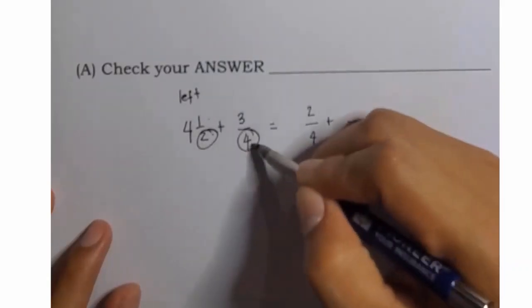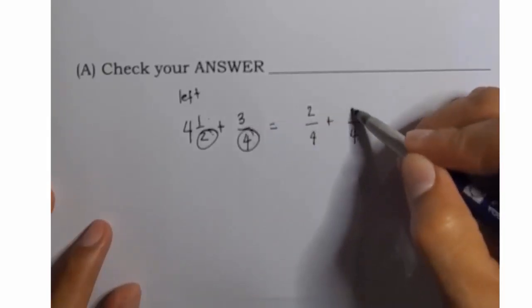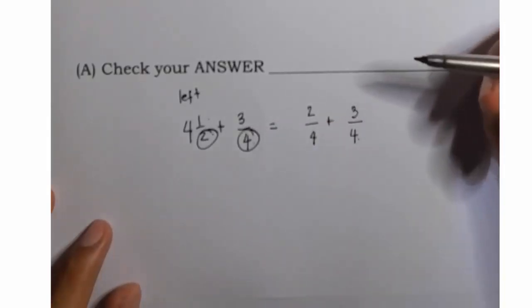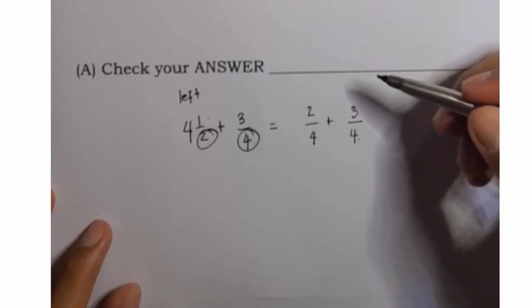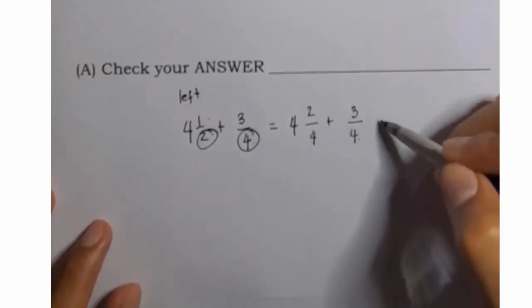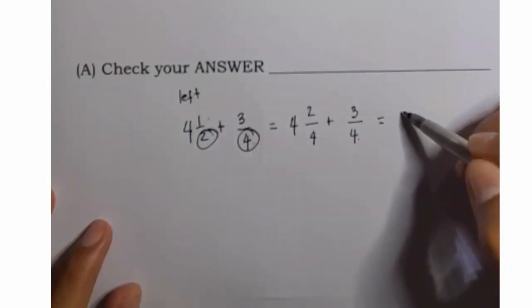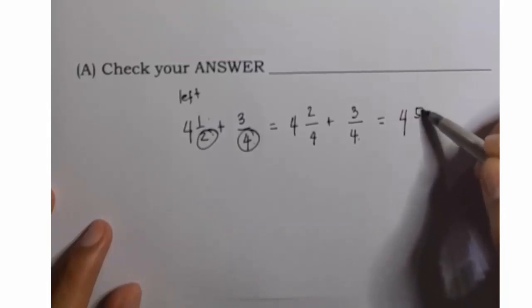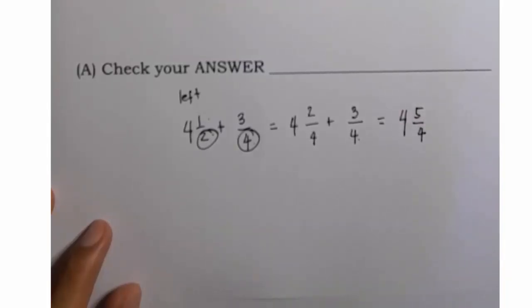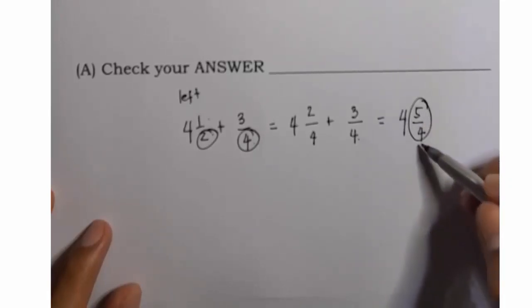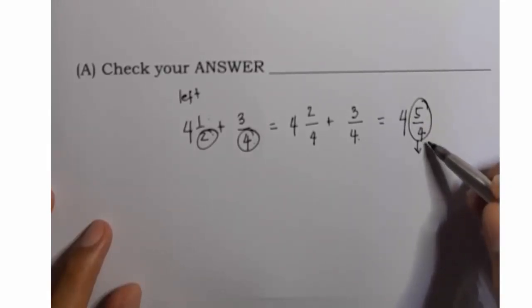Now, 4 divided by 4 is 1, times 3 is equal to 3. So, copy 4. Then, our answer is 4 and 5/4. Now, this 5/4 is an improper fraction. So, we could still change that into a mixed form.